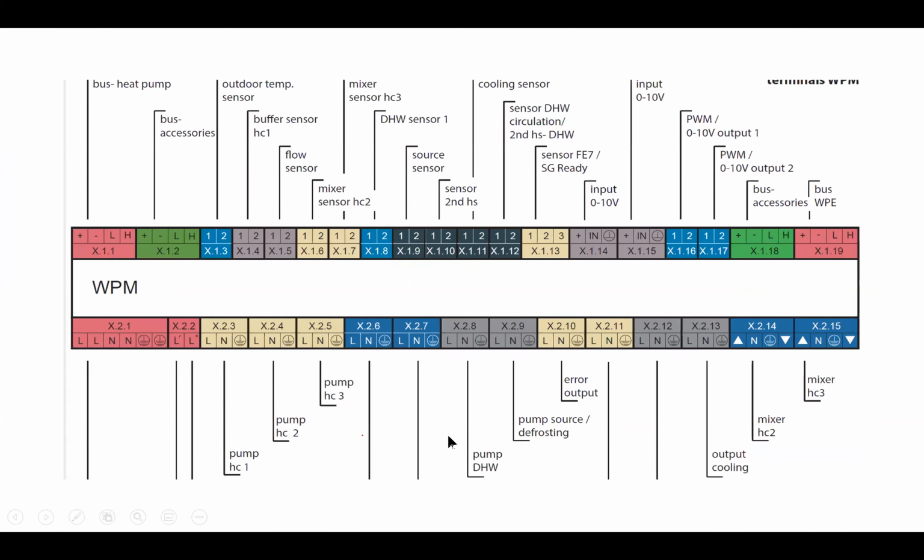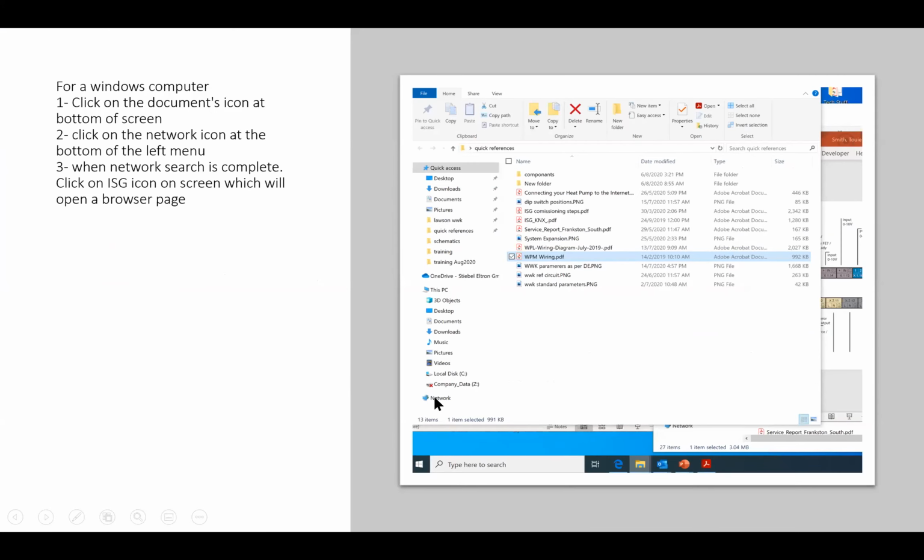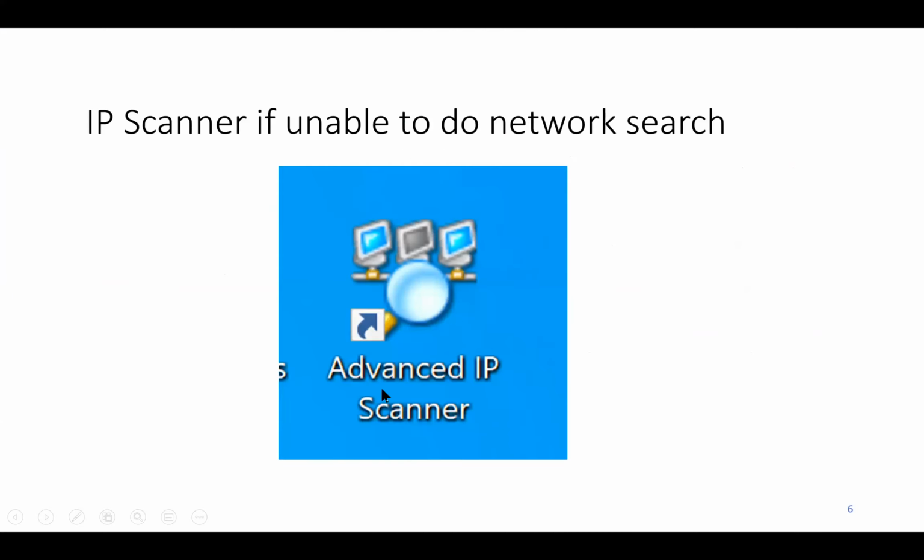If you're using a Mac, you obviously cannot just do a standard network search because it doesn't come standard with a Mac. You'll have to download an app as an IP scanner. Now, on my computer, which is Windows-based, I've got an IP scanner as well. Sometimes I just pop on and do an IP scan.